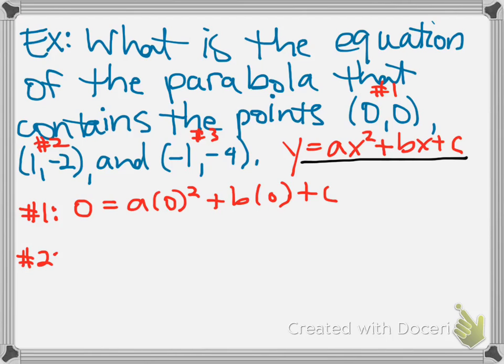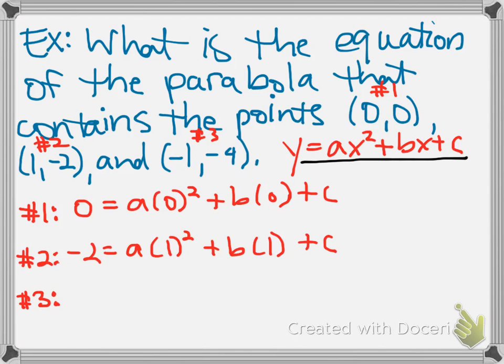For equation number 2, I'm going to plug negative 2 in for y, and we'll have a times 1 squared plus b times 1 plus c. And then for point number 3, we'll have the equation negative 4 equals a times negative 1 squared plus b times negative 1 plus c. So again, all I've done is I've taken each of our 3 points that we were given for this particular parabola, and I've plugged the coordinates for those points into the standard form for a quadratic equation.